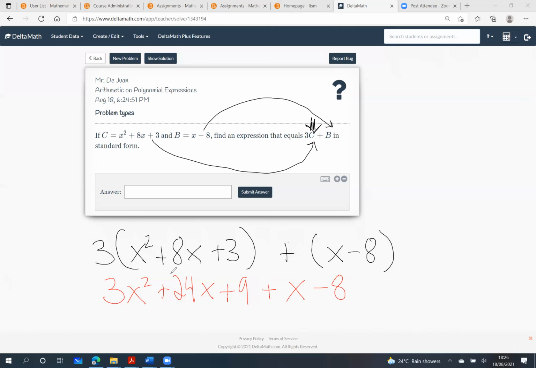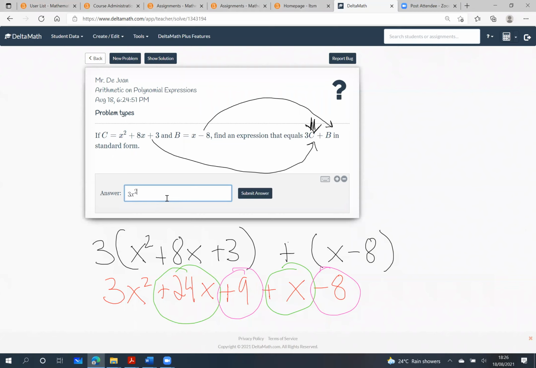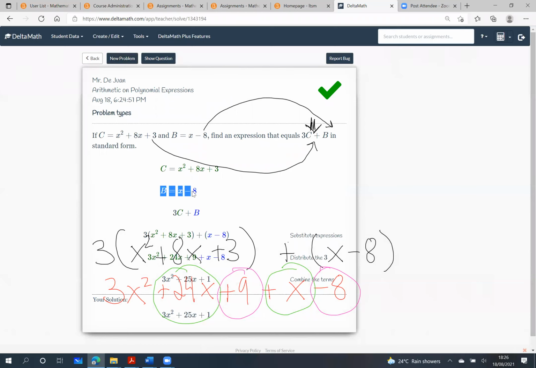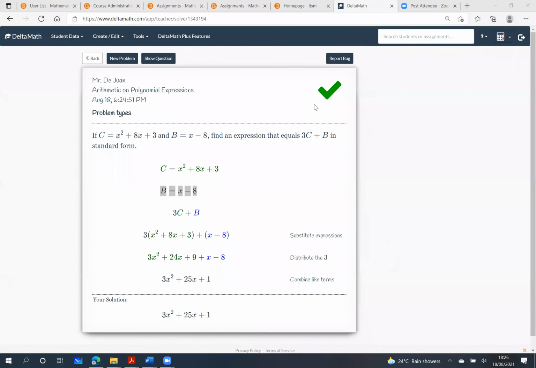Now let's do the tactic that we've been doing. 24x plus x and plus 9 minus 8. So we have 3x squared plus 25x plus 1 because 9 minus 8 is 1. 24 plus 1 is 25. And check, check. All right, just remember, we are substituting a polynomial into the equation.